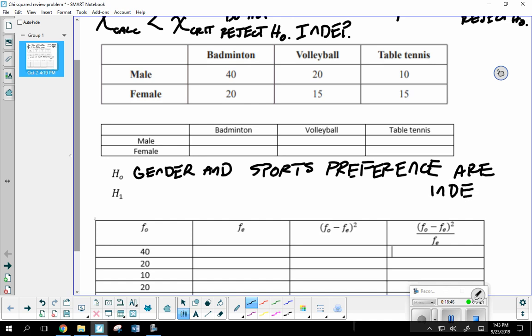So gender and sports preference are what? Independent. The null hypothesis will always state that they're independent, that there's no relationship between the two, or as they say, no association. Now, instead of rewriting the whole thing out for the alternative, I'm just going to write: gender and sports preference are not independent. So you don't have to make these crazy long sentences that are extremely specific. You just want to get your point across. Whatever quantities you're comparing, they're either independent or they are not independent.